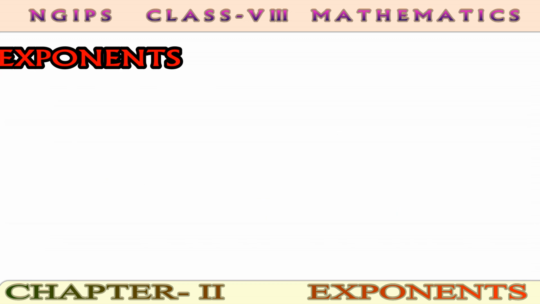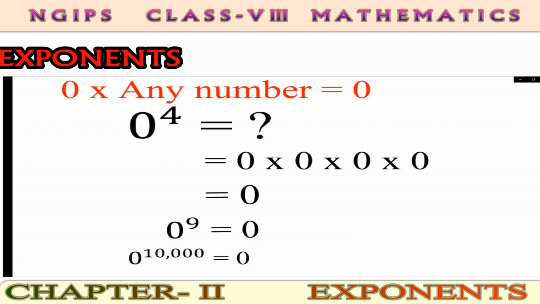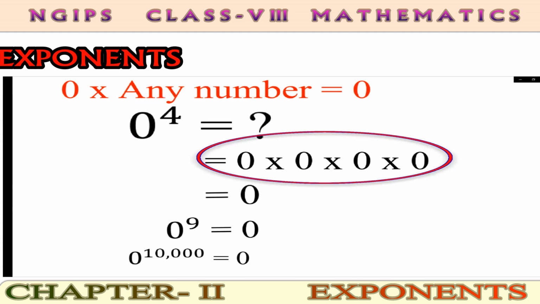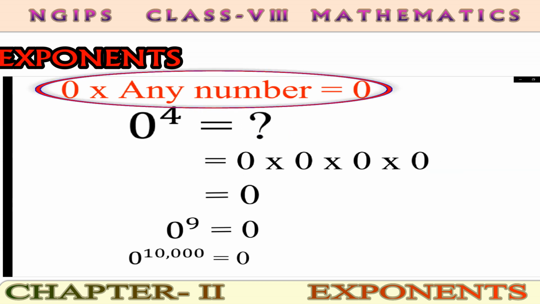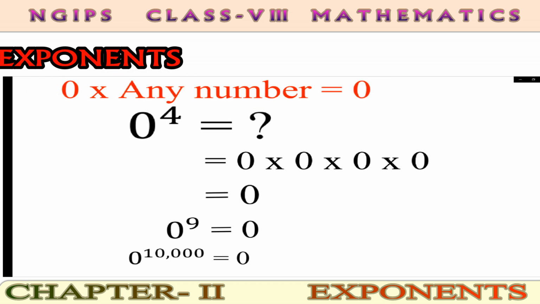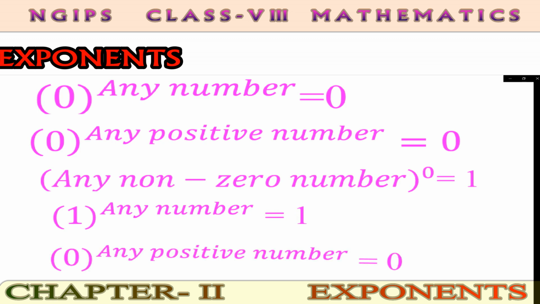Now, let's understand the other concept. We know that 0 multiplied by any number is equal to 0. So, what will 0 raised to 4 be equal to? Well, write it as 0 multiplied by 0 multiplied by 0 multiplied by 0. And since 0 multiplied by anything is 0, this result will also be equal to 0. 0 raised to 9 will also equal 0. Even 0 raised to 10,000 would equal 0. So, you could have guessed the property by now. 0 raised to any number equals 0.